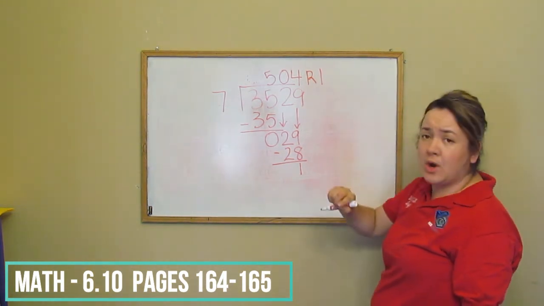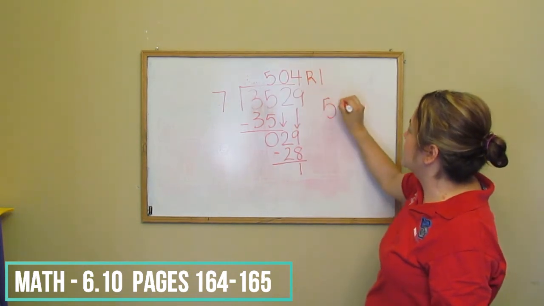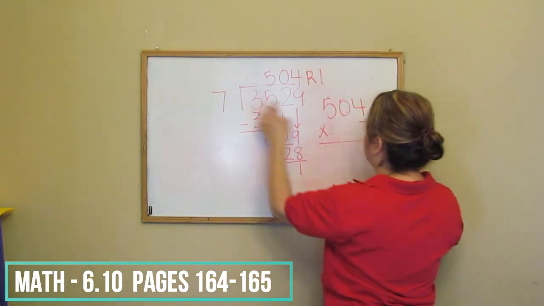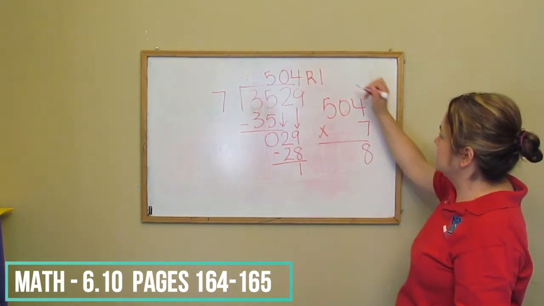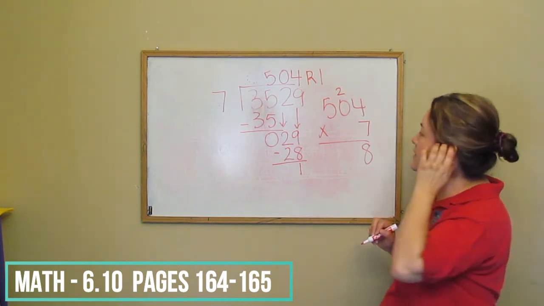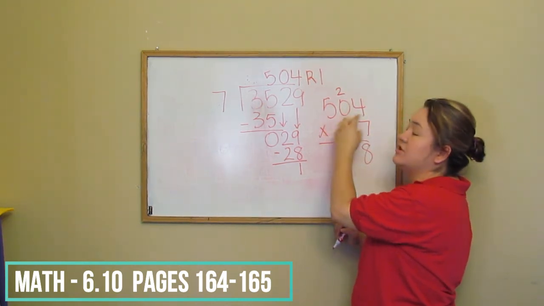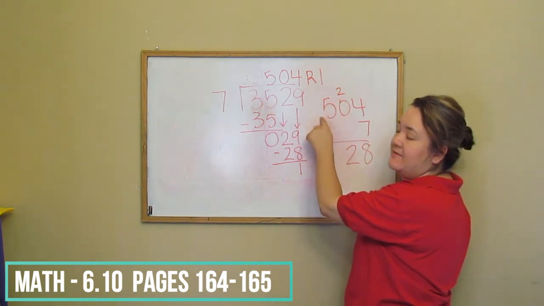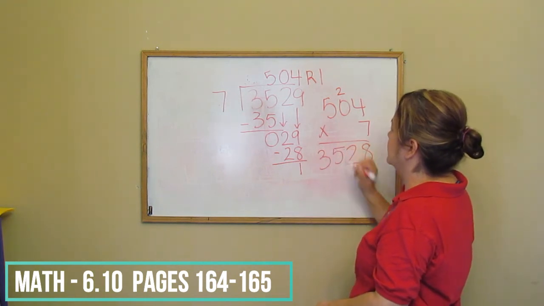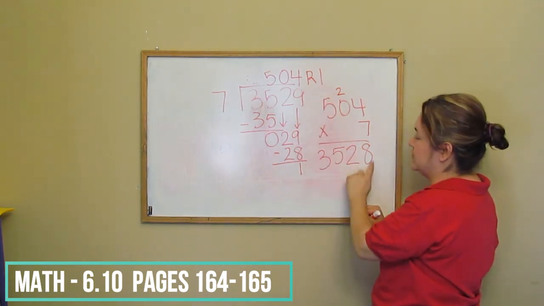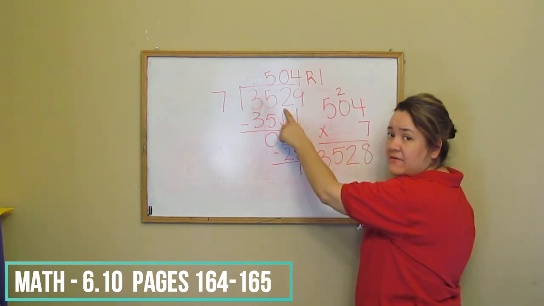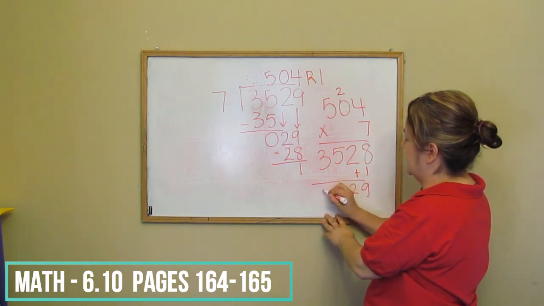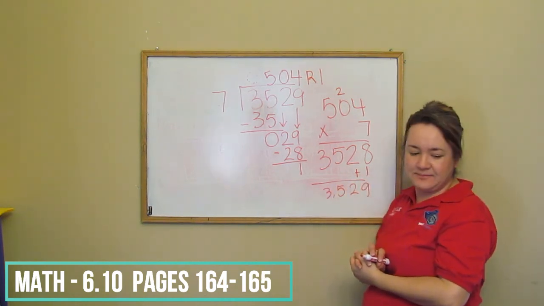We're always going to do our check, so 504 multiplied times 7. So this times the outside. 4 times 7 is 28. We carry that 2. And then we do 7 times 0, which is just 0. And then we add 2. So that's a 2. 7 times 5 is 35. And then I've got to make sure I add that remainder because 3,528 is not what I have under here. So I want to make sure I add my 1. 3,529. Okay, good luck.